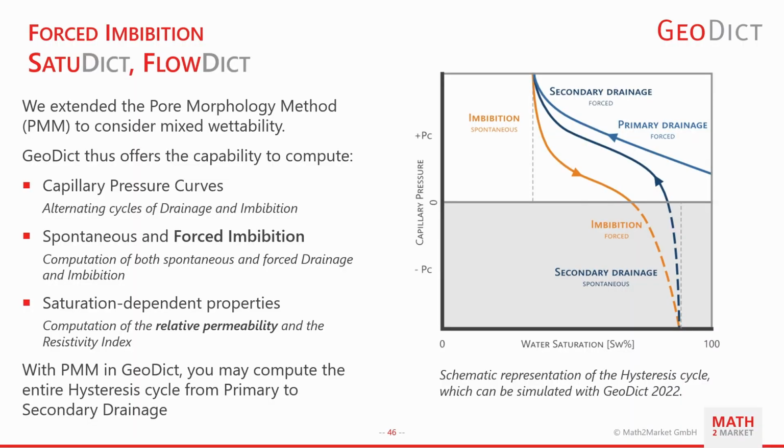Finally, and as last point on our list for today, is the forced imbibition simulation in GeoDict 2022. This means that we have extended the pore morphology method in GeoDict 2022 to consider mixed wettability as well. This means that we can simulate alternating cycles of drainage and imbibition, compute both spontaneous and forced drainage, and of course, compute the relative permeability and the resistivity index. This means that in GeoDict 2022, you are now enabled to simulate the full hysteresis cycle.